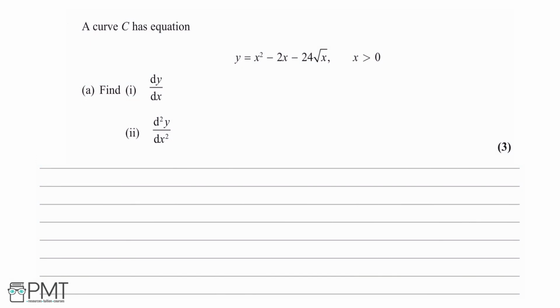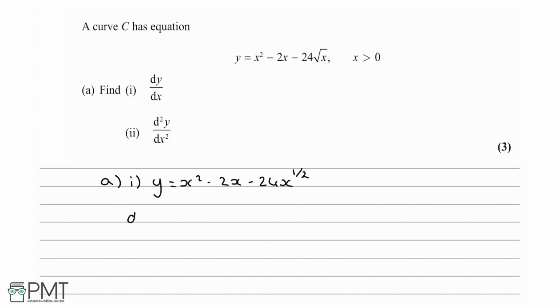We are told a curve C has equation y equals x squared minus 2x minus 24 root x, where x is greater than 0. Part A is asking us to find dy by dx first, and then part 2 is saying find d squared y by dx squared. So the first thing I want to do is rewrite y in a way which will make it easier to differentiate. So we've got x squared minus 2x and then minus 24x to the half, like that.